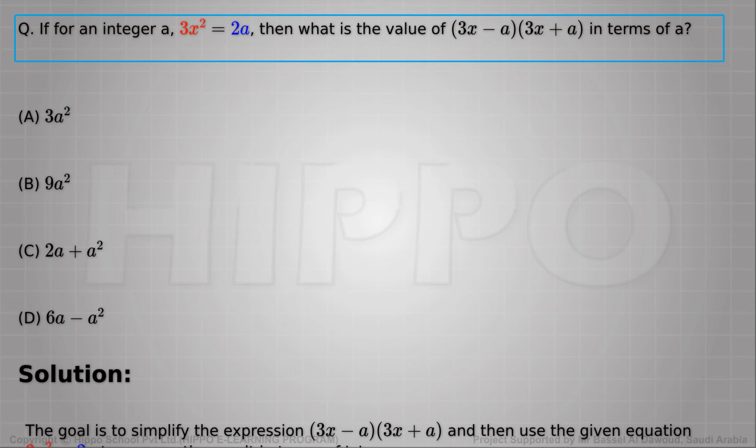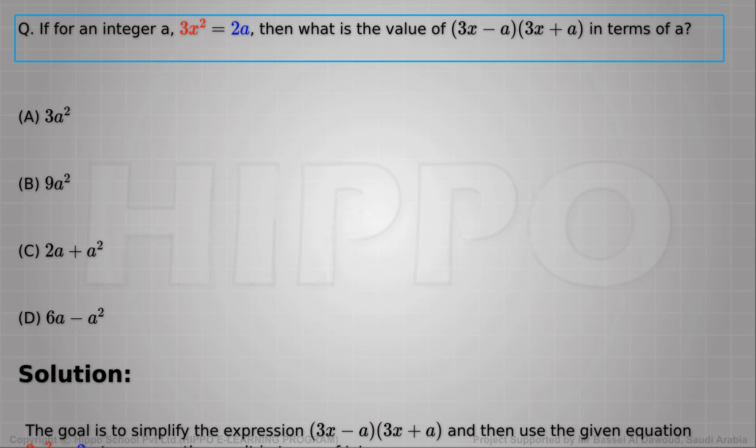The question asks us to find the value of the expression (3x minus a) times (3x plus a). The key here is that the final answer shouldn't have x in it. It must be expressed entirely in terms of a.